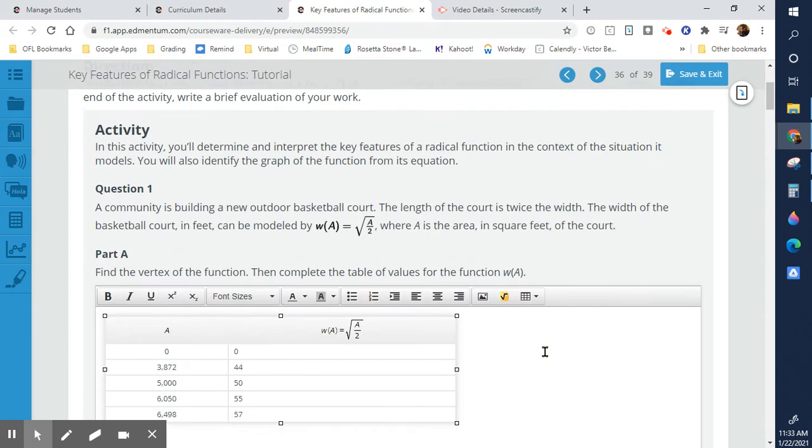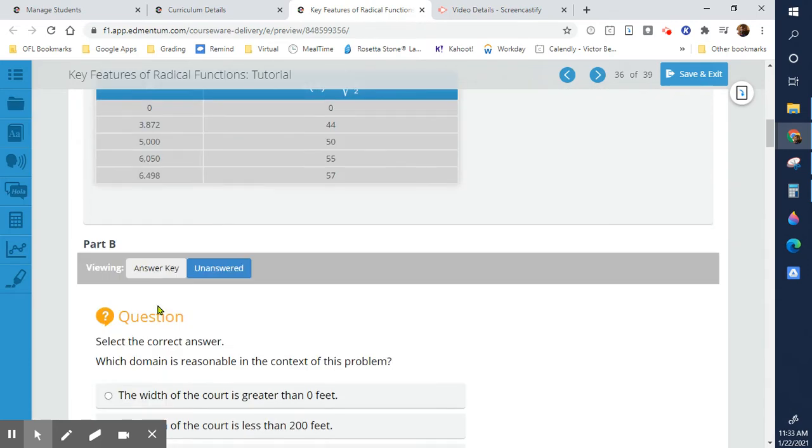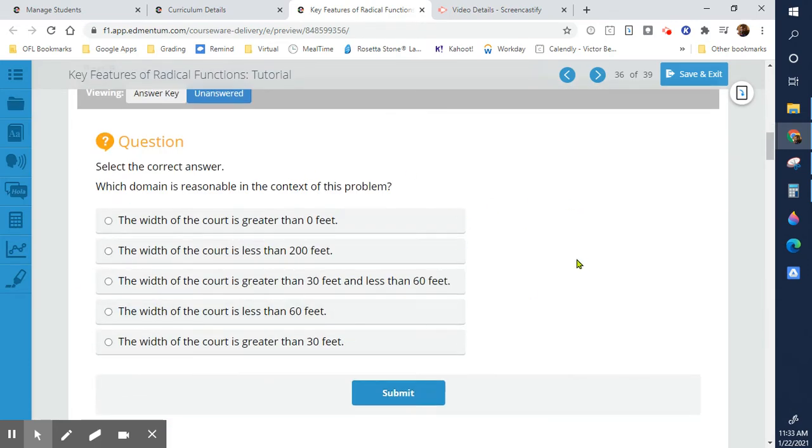So let's take a look here. Community basketball court. The length of the court is twice the width. Modeled, what is the area? So in this case, reasonable would probably be somewhere greater than 30 feet, I would say.